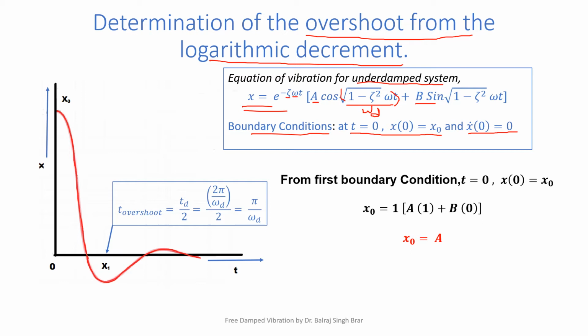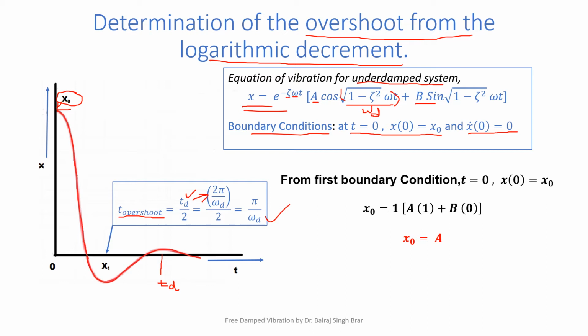So this is the position where the initial displacement is x naught. The system vibrates and attains a maximum amplitude on the other side, which is termed as overshoot, and the time taken for the overshoot is half of the damped time period of the vibration for completion of one cycle. This was the time for damped vibration, TD. We know from the relation that TD is 2 pi by omega d, where omega d is the damped frequency. Divided by 2, it gives pi by omega d. We will be making use of this relation in the coming slide.